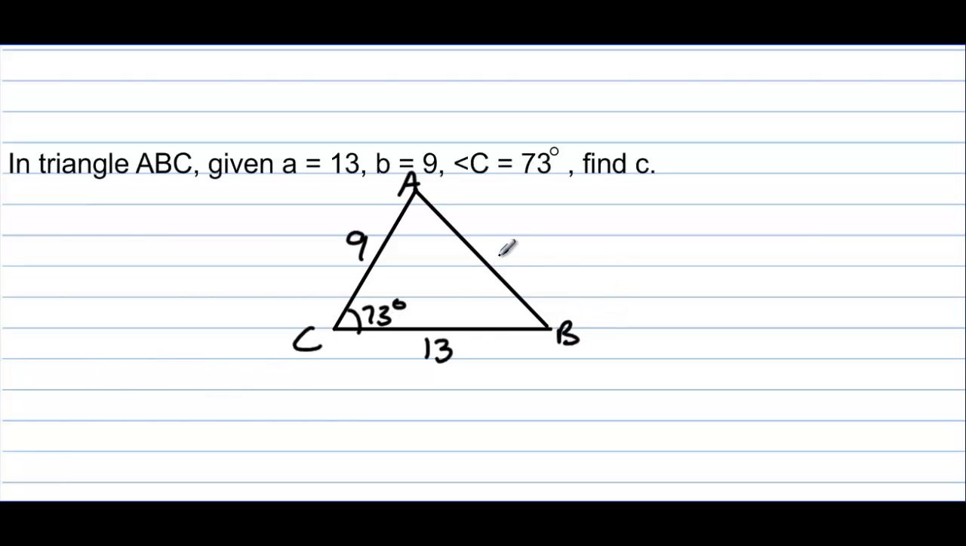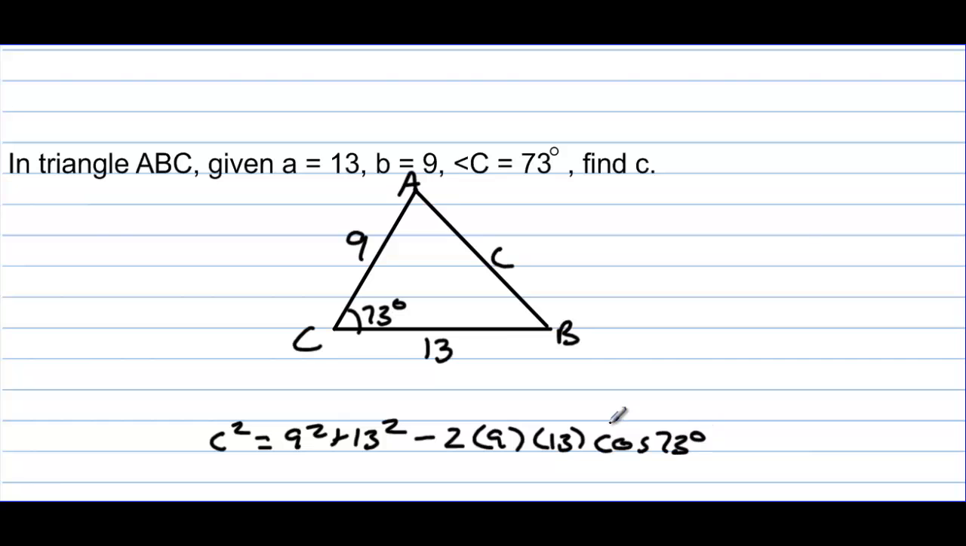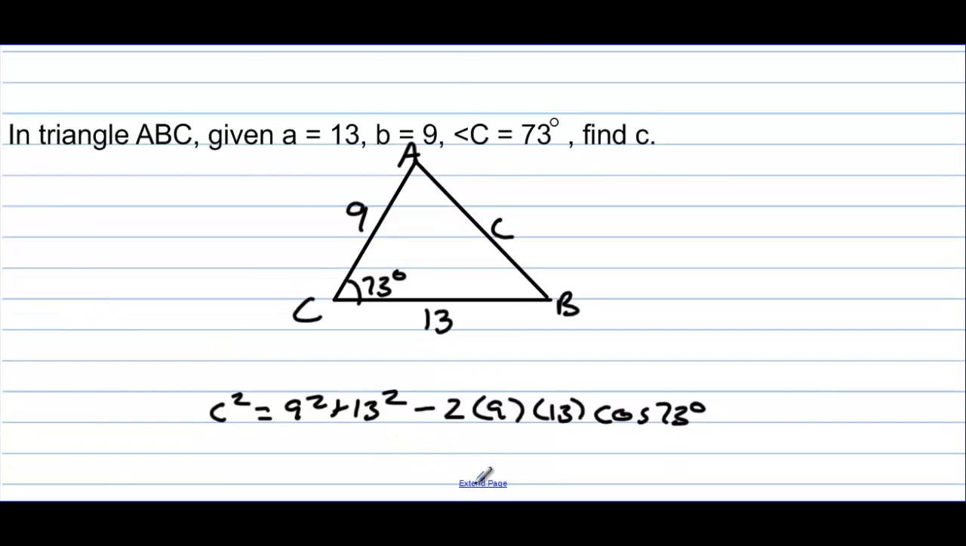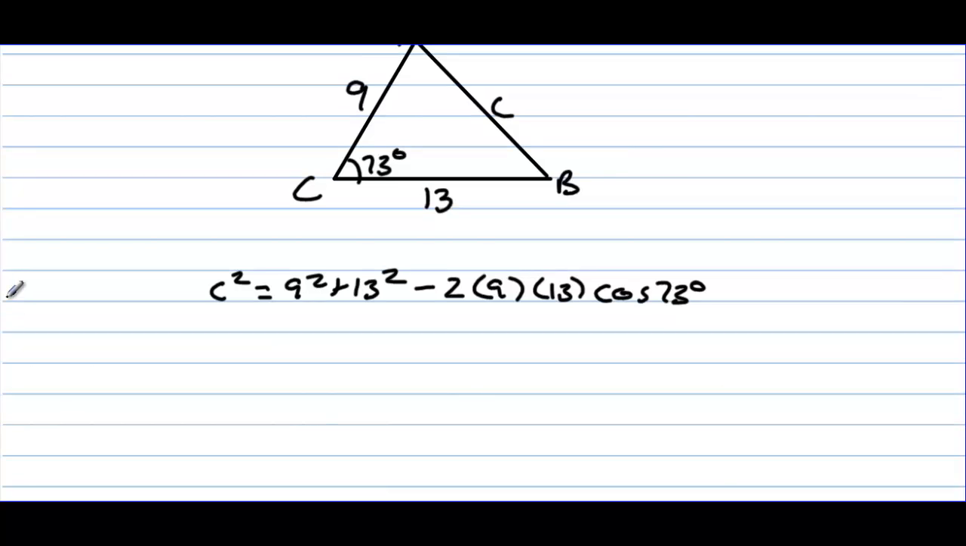So they want me to find side C. So C squared equals 9 squared plus 13 squared minus 2 times 9 times 13 times the cosine of 73 degrees. We need to use law of cosines here when you have an angle and its included sides.